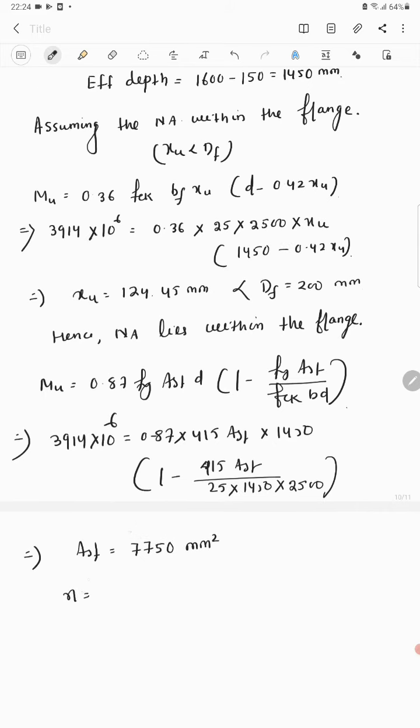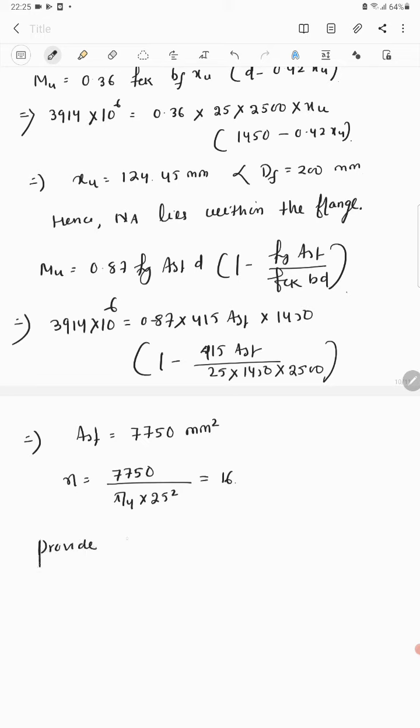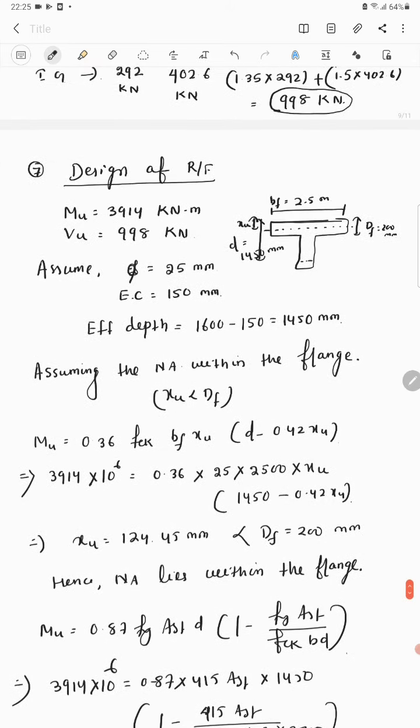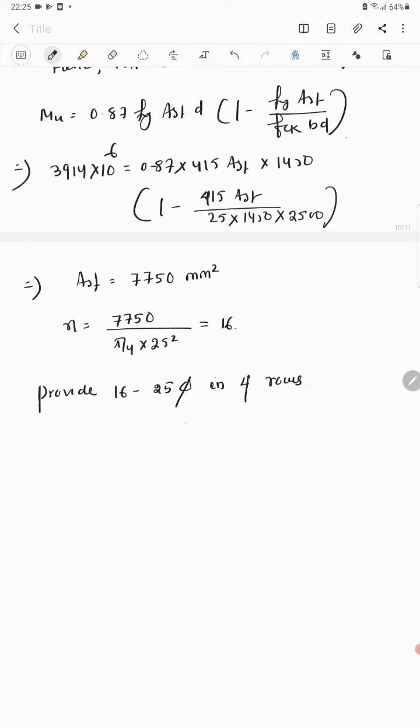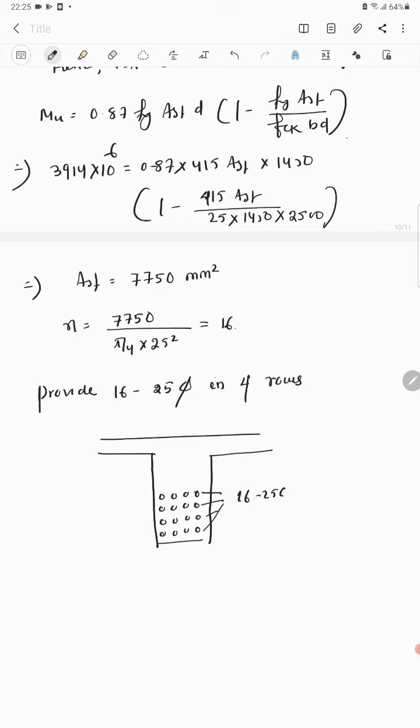The number of bars is 7750 divided by pi/4 into 25 squared, which is equal to 16. So provide 16 number of 25 mm dia bars. So we cannot provide all the 16 bars in a single row. So let's provide them in 4 rows. Okay, so here we have to provide in 4 rows. So this is 16 bars of 25 mm dia.